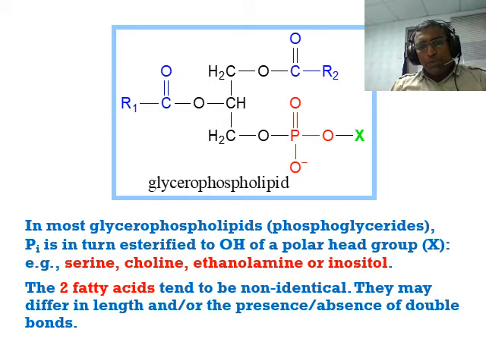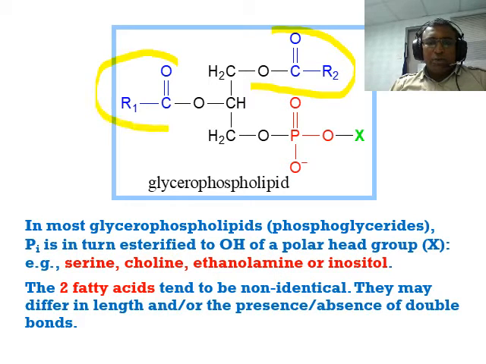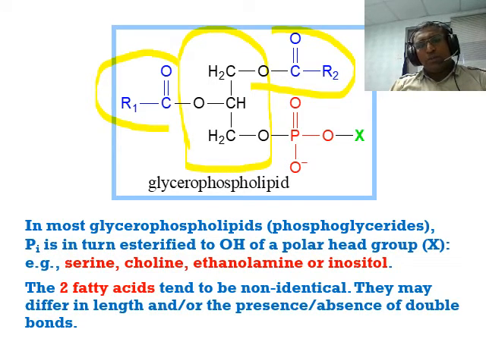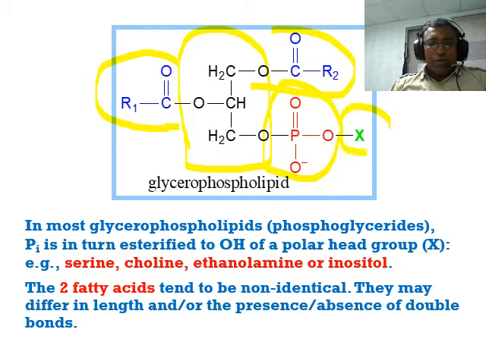So here you see the glycerophospholipid being shown, where it has the fatty acids connected to the glycerol backbone. This is the glycerol. So two fatty acids, and then you also have the phosphate group connected to the X group. This X can be either one of these: serine, choline, ethanolamine, or inositol.